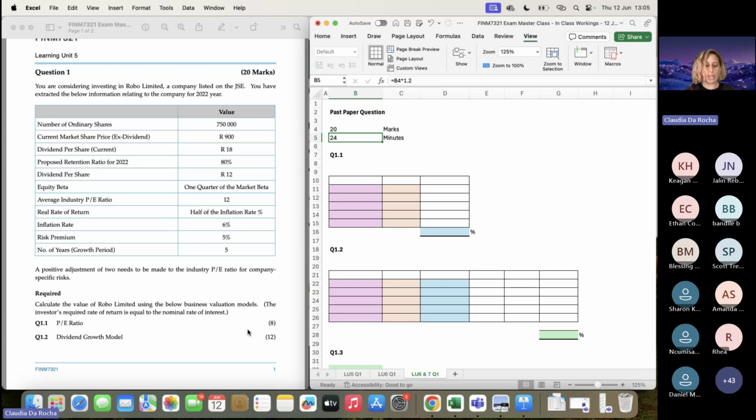And then the first one is we're going to do the dividend growth model. Sorry, the PE ratio. All right, so the first one is your PE ratio. The first thing that we always do when we're calculating is we write down what the formula is. Okay, so to remind ourselves of the formula, I'm just going to bring it up quickly.